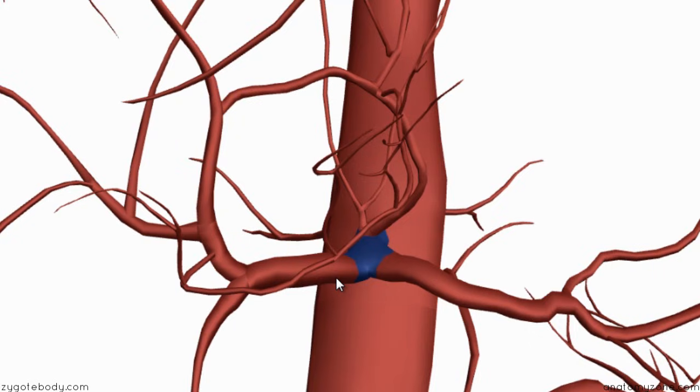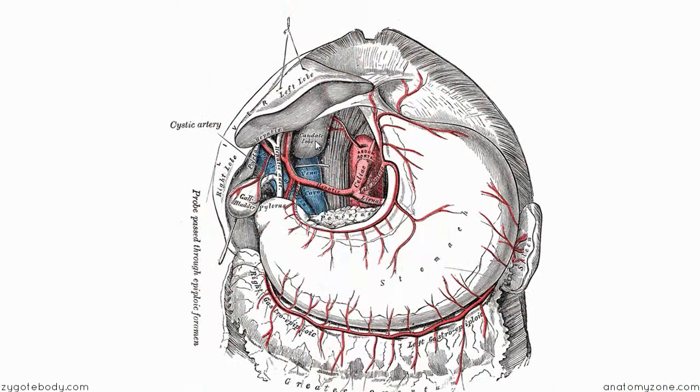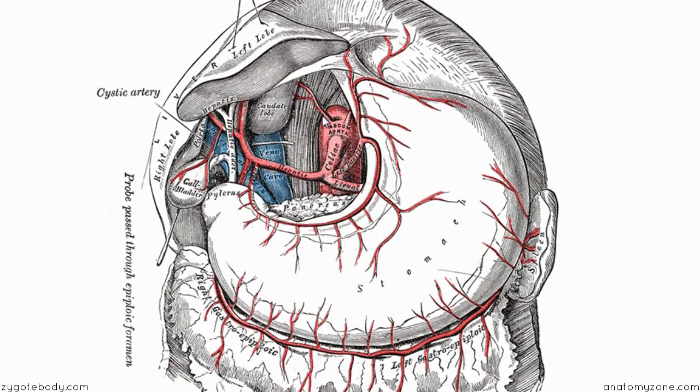So now I'm just going to switch over to some nice diagrams to illustrate the branching of these branches. Just to orientate you a bit, we're looking at the abdominal aorta as it's just passed through the diaphragm, and we've got the celiac trunk coming off immediately after that, and you can see its three branches: the left gastric, the splenic, and the common hepatic.